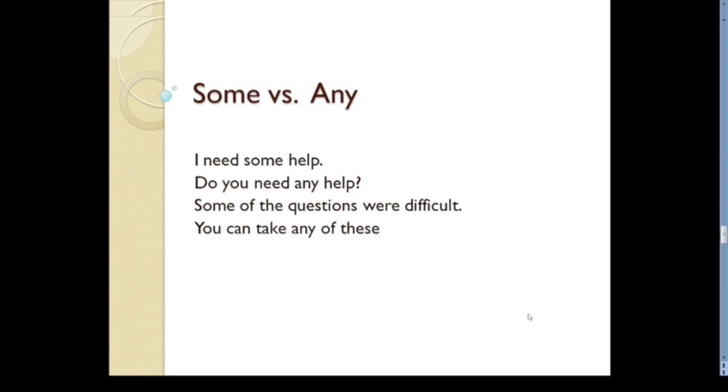In the next sentence, we used any because it's a question. Do you need any help? We don't say "do you need some help." It should always be "do you need any help" because in questions and negative sentences we use any. In affirmative sentences we use some. Some of the questions were difficult. Here we used some with a plural noun, questions. We actually wrote "some of" here because the noun questions has a determiner, the article, with it. You can take any of these books. Here we used any in an affirmative sentence. That is because here any is used with the meaning "it doesn't matter which."